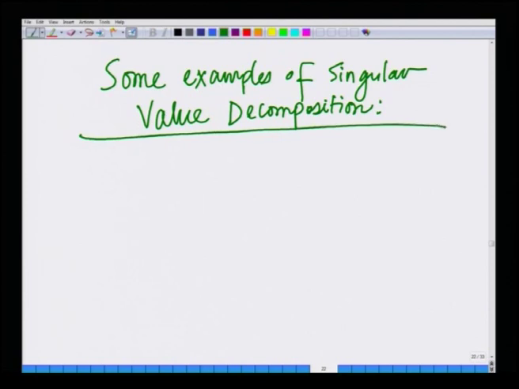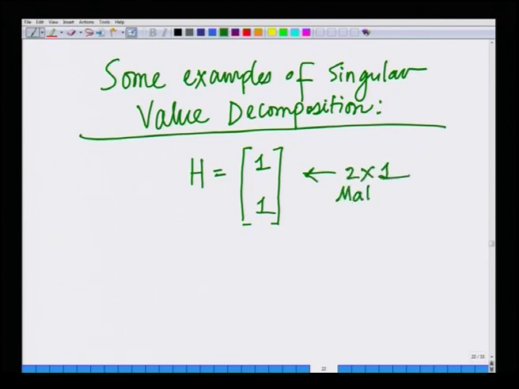So, let me start with some examples of singular value decomposition. Let us consider a basic example, that is, I consider a matrix H equals 1, 1. This is a 2 cross 1 matrix. This essentially corresponds to when you have 2 receive antennas and 1 transmit antenna.